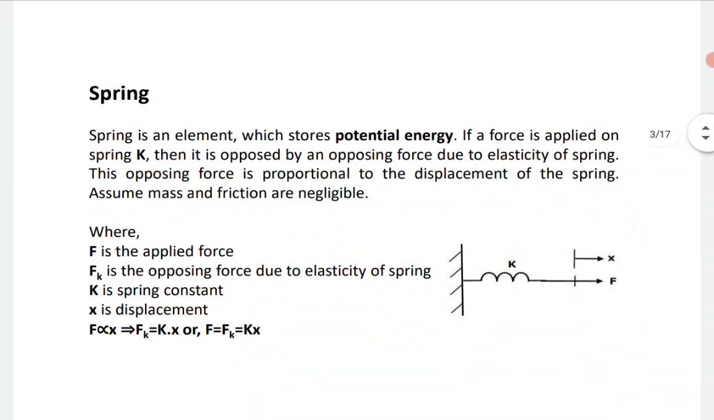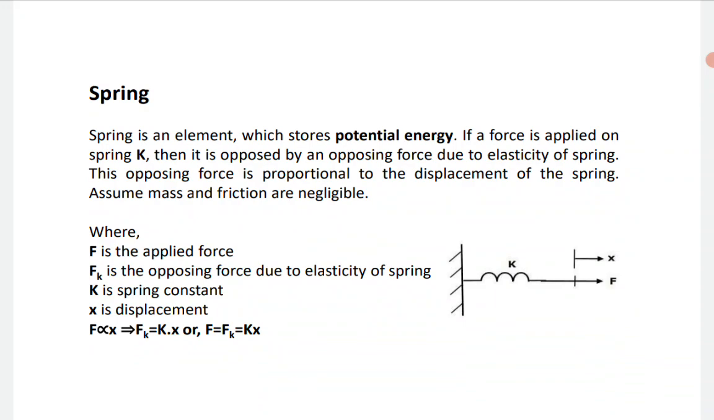Now spring is that element which stores potential energy. These fundamental concepts should be known to you, and you have already studied them in basic physics. See on the right hand side diagram, if a force is applied on spring K, then it is opposed by an opposing force due to elasticity of the spring. This opposing force is proportional to the displacement of the spring, and assume mass and friction are negligible. Here F is the applied force, F suffix K is the opposing force due to elasticity of the spring, K is the spring constant, and x is the displacement.